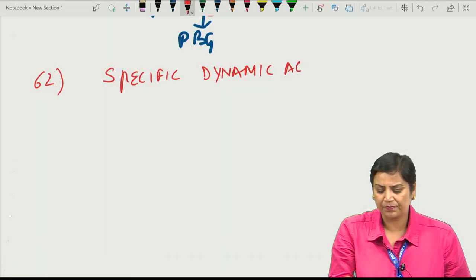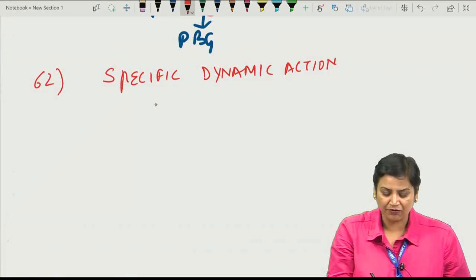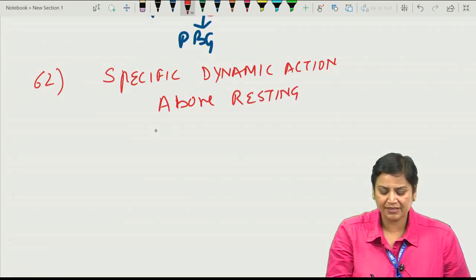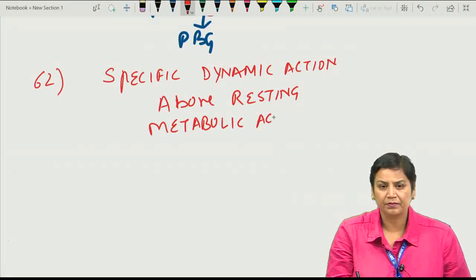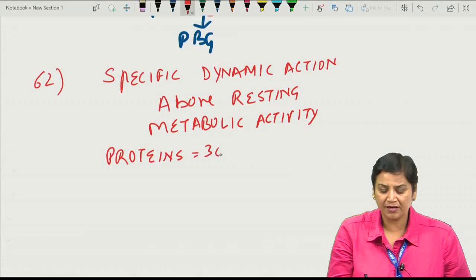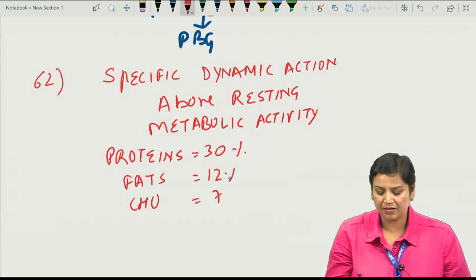Dynamic action, which basically assesses the value above resting metabolic activity. Above resting metabolic activity. And it is highest for proteins. Proteins have 30%, then comes fats, and then comes carbohydrates, 12% and 7%.